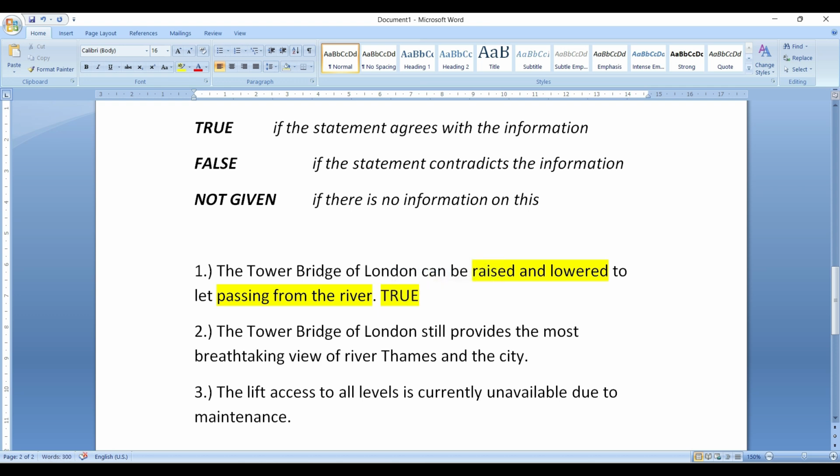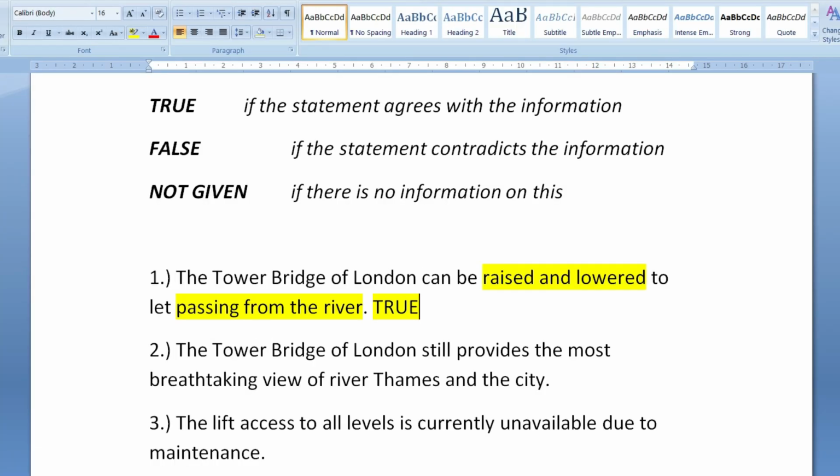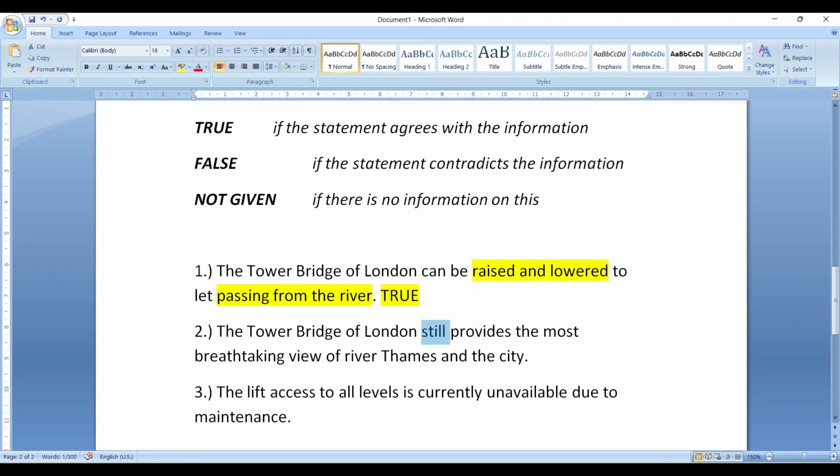So let's move on to our next statement. The Tower Bridge of London, still okay. I have to tell you something here. Pay close attention to words like that. Still is a tricky word in academic reading, not only for true-false-not given tasks, but in all reading tasks. What this statement describes, for example, might have been true in the past, but may not still be the case. So still here needs a little bit of your attention. Read these parts of the text very carefully. We'll see together. And let's move on.